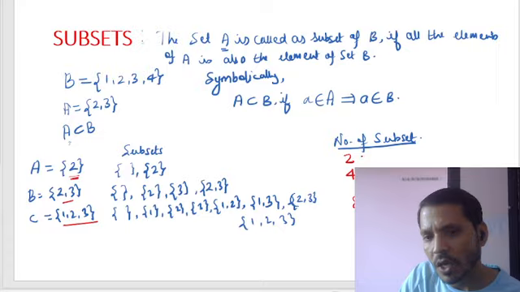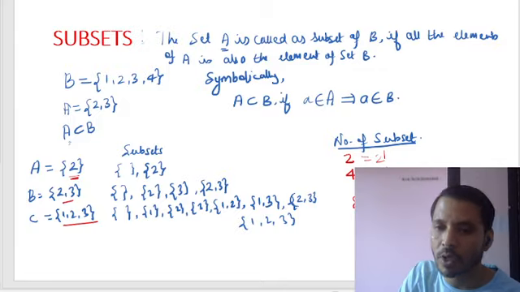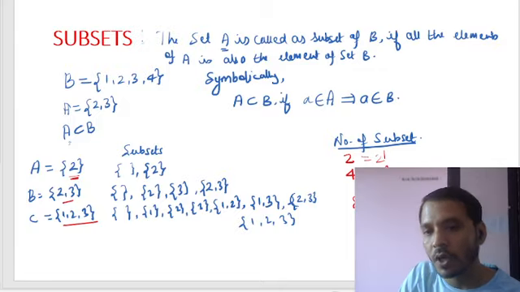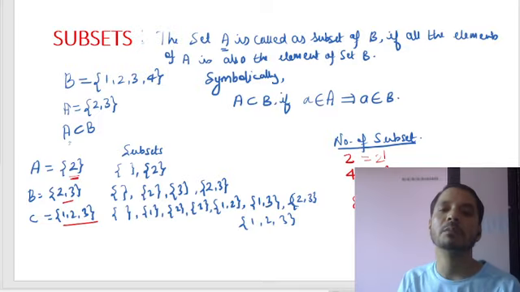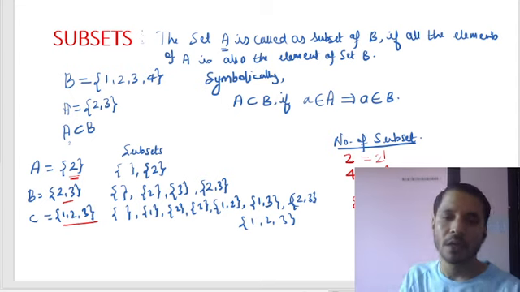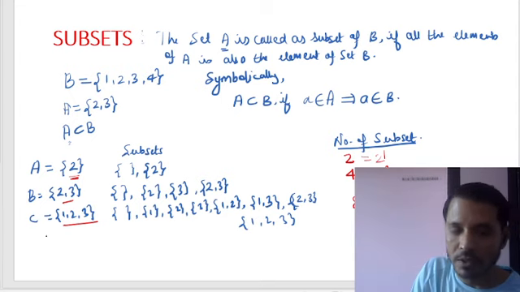The same thing we can write like this. 2 means 2 to the power 1. 4 we can write as 2 to the power 2, and 8 is nothing but 2 to the power 3. This power 1, power 2, power 3 is nothing but the number of elements in the set A, right?